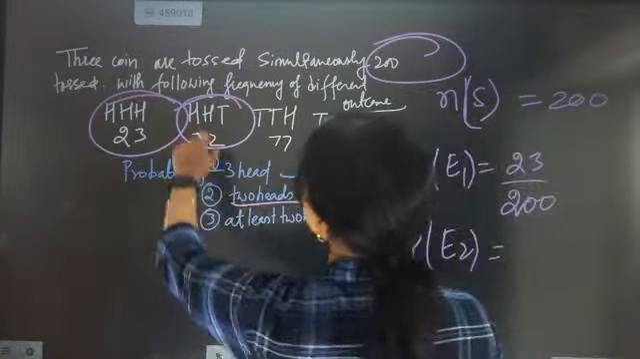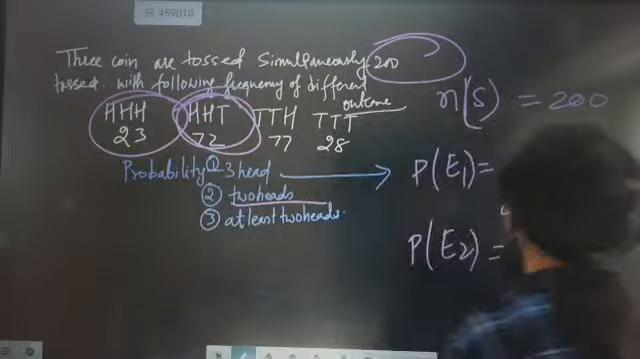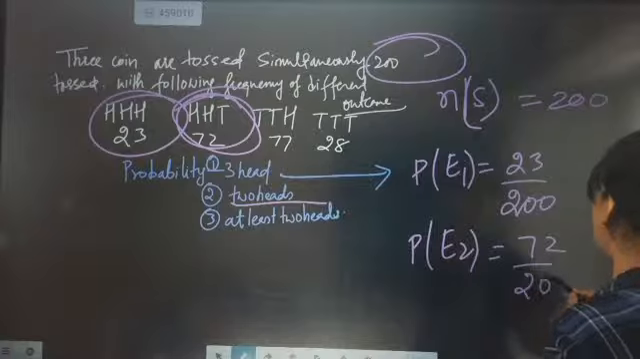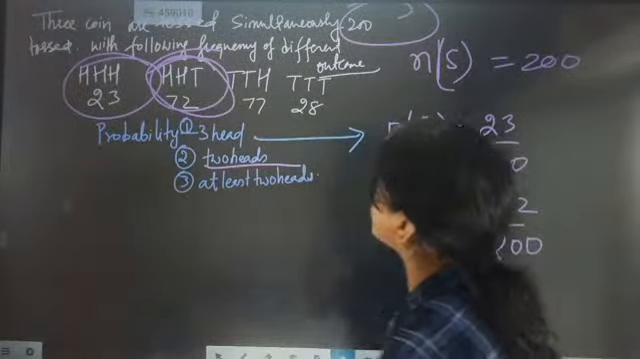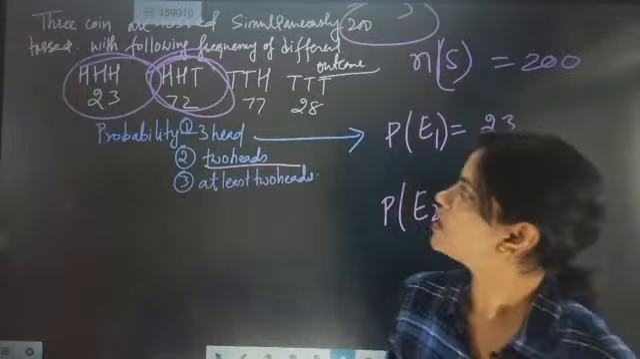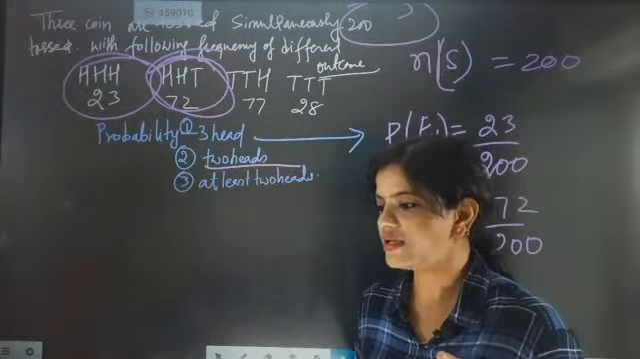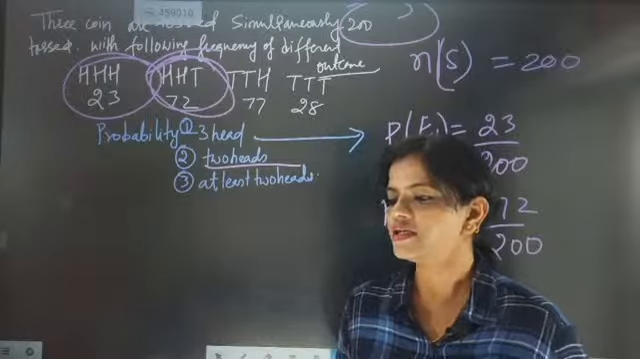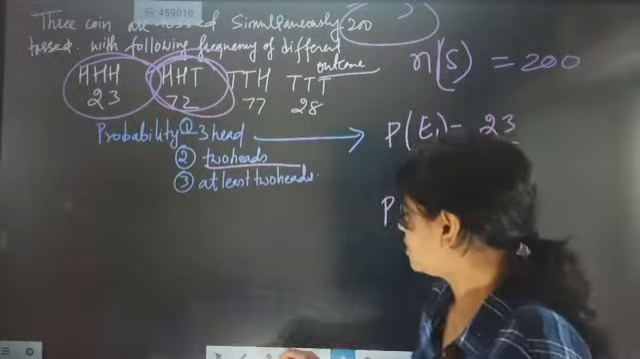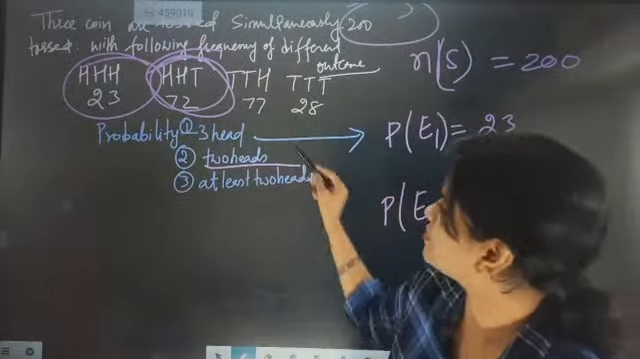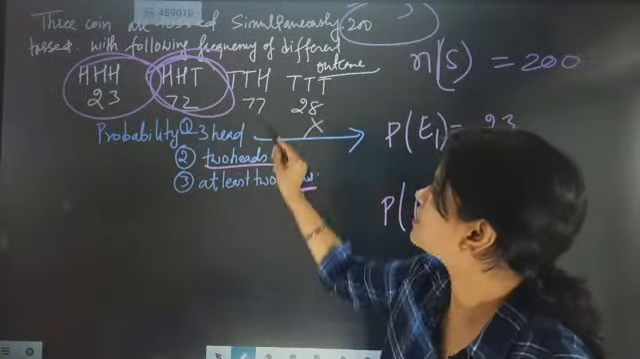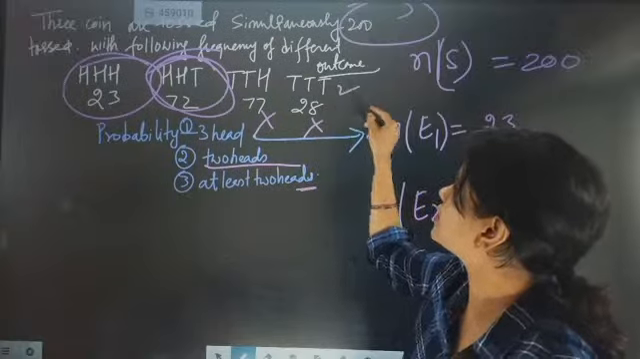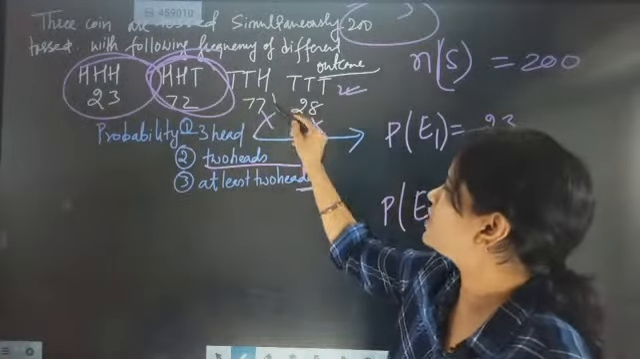Second is 2 heads. So 2 heads here means 72 by 200. Now third is at least 2 heads. At least 2 heads means 2 and more than 2. So here we cannot take this, because no heads are there. Here only 1 head is there.